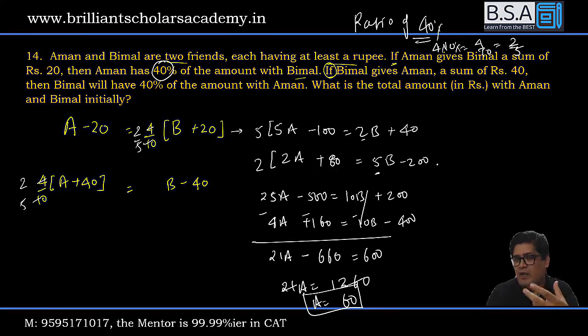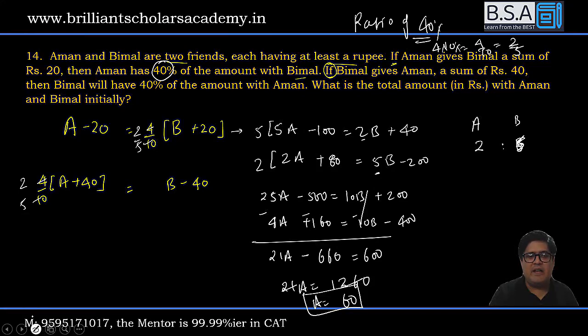I'm trying to use ratios here. Aman has value 2. Bimal has value 5. That is 40%. Then they give and take some money. I don't know if it is possible to solve it through ratios or not. In the second case, Aman has 5 rupees and Bimal has 2.